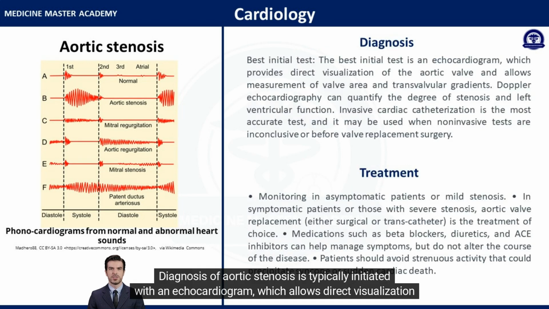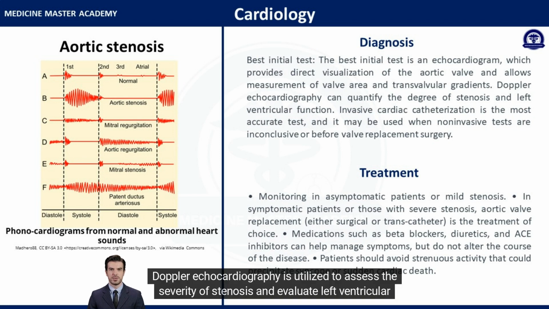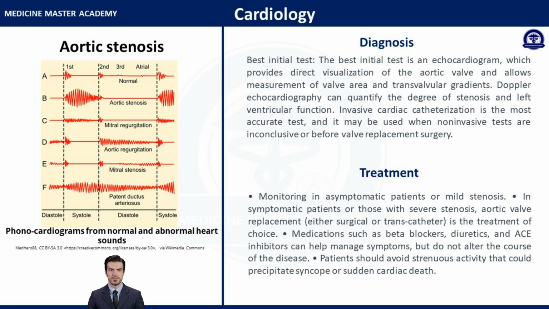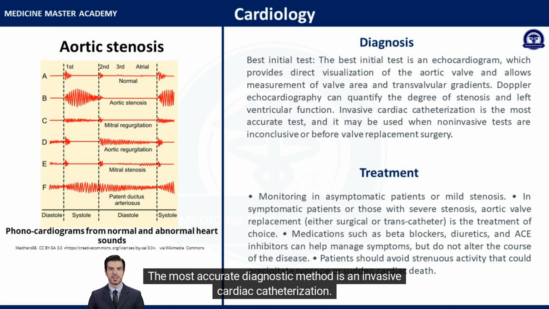Diagnosis of aortic stenosis is typically initiated with an echocardiogram, which allows direct visualization of the aortic valve. Doppler echocardiography is utilized to assess the severity of stenosis and evaluate left ventricular function. The most accurate diagnostic method is an invasive cardiac catheterization.